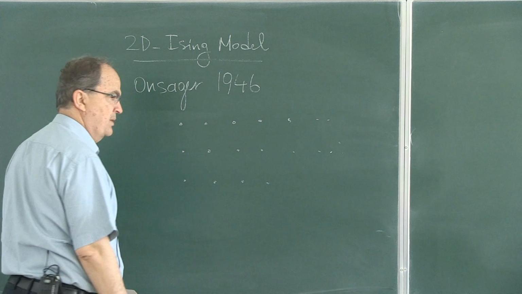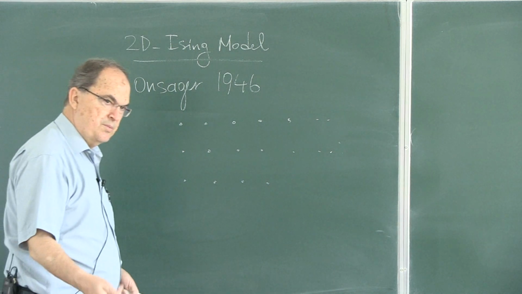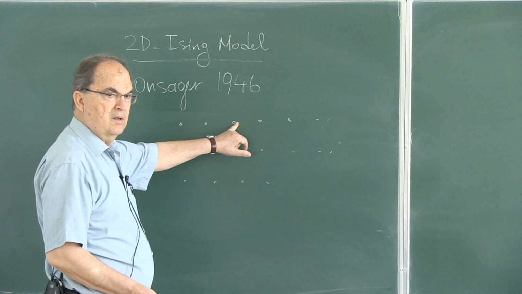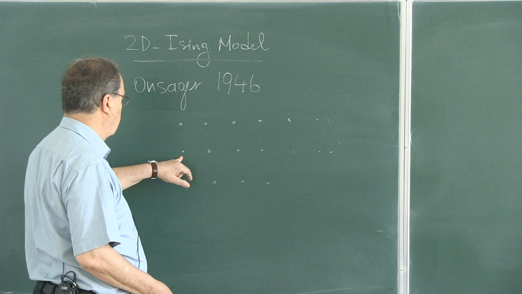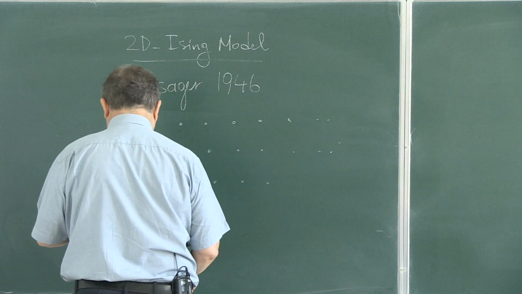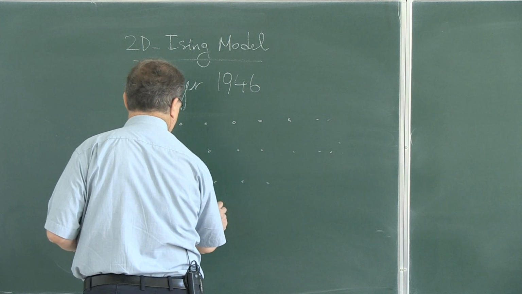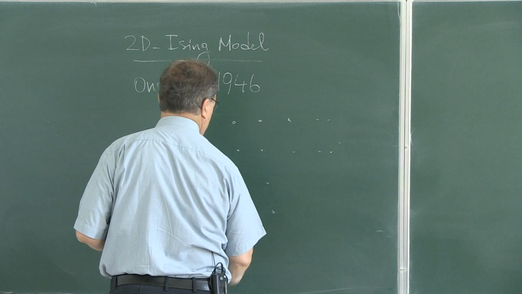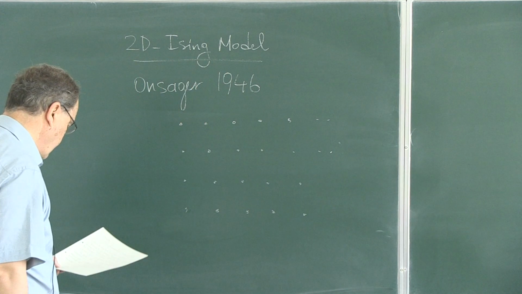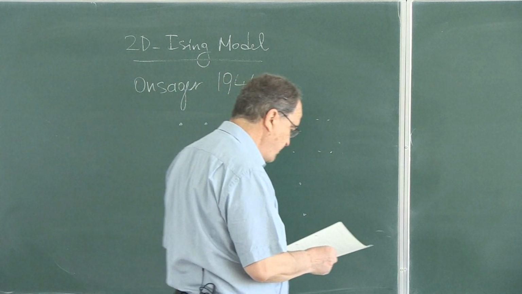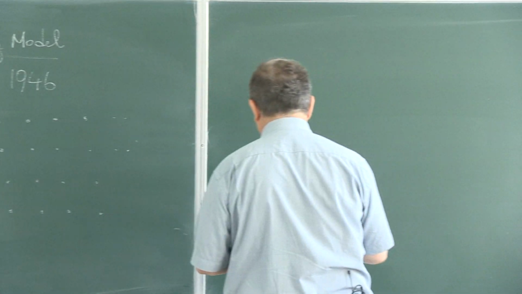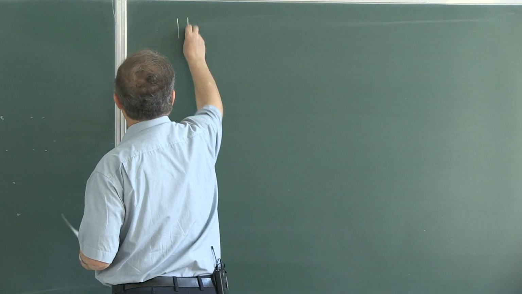Now to label spins, you need two subscripts. This is 1,1, 1,2, 1,3, etc. 2,1, 2,2, 2,3. So it is a two-dimensional lattice. You can label these spins, and you can write the Hamiltonian as follows.